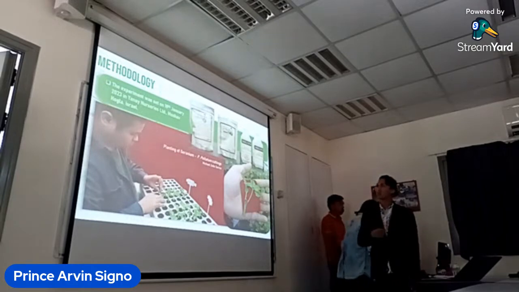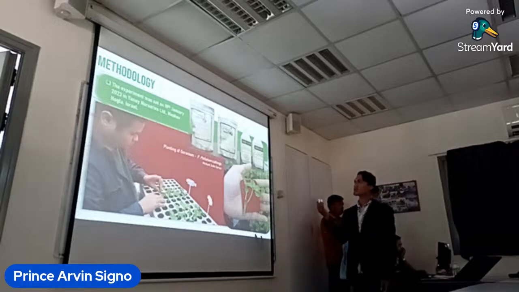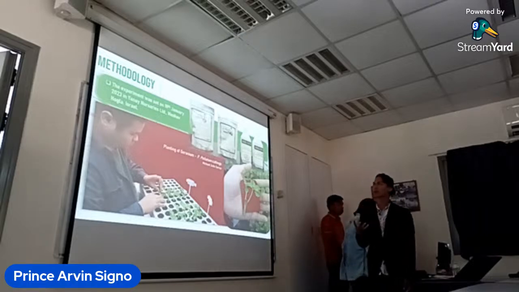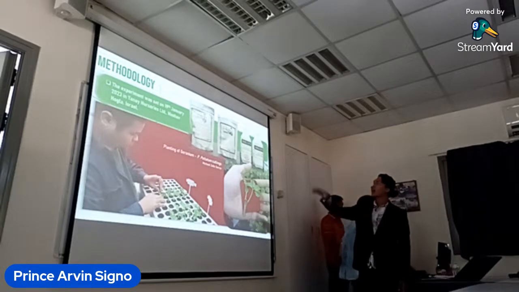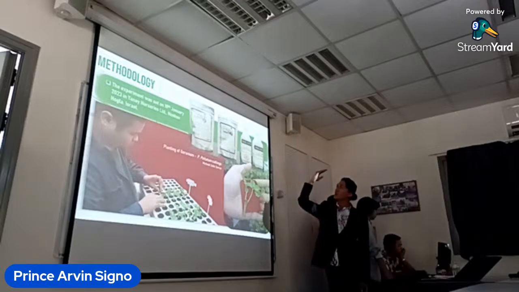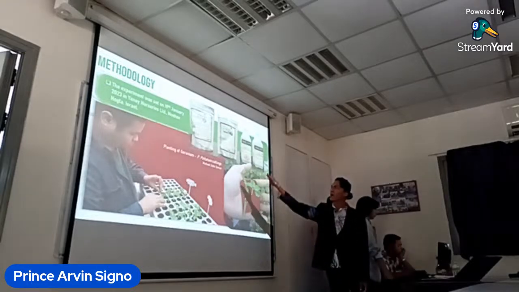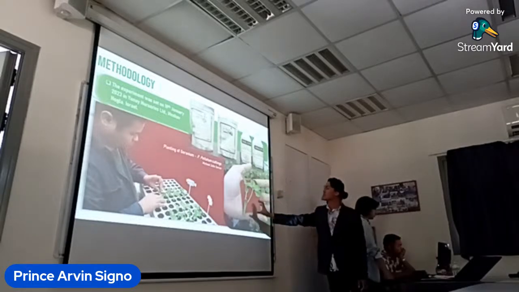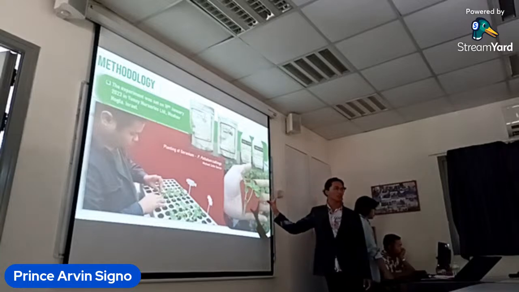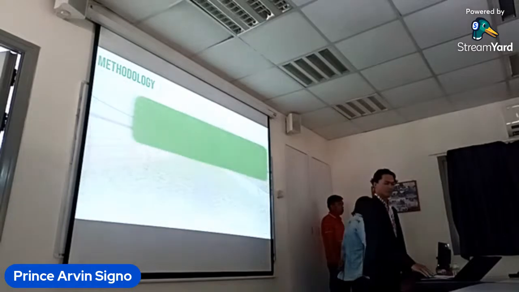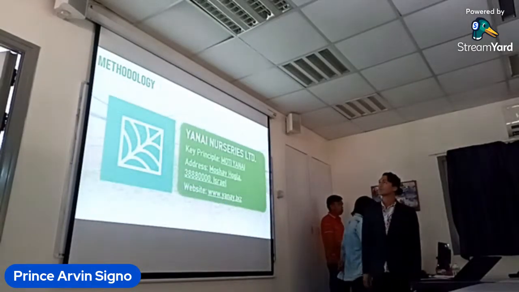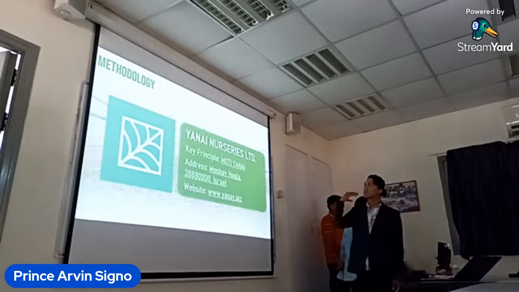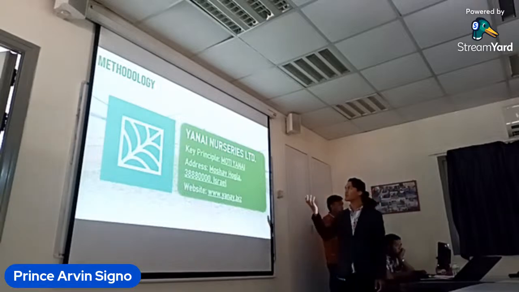Here's the methodology. The experiment was set on 19th January 2023 in Yanai Nurseries Ltd, Moshav Hogla, Israel. So here is Michael Zoilo Garcia planting the geranium. As you can see in the upper part, we use the powder rooting hormone, and in the bottom we use liquid rooting hormone. And this is one type of cutting that we use.